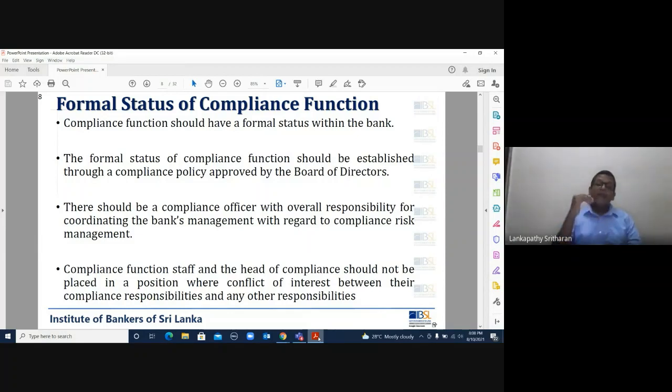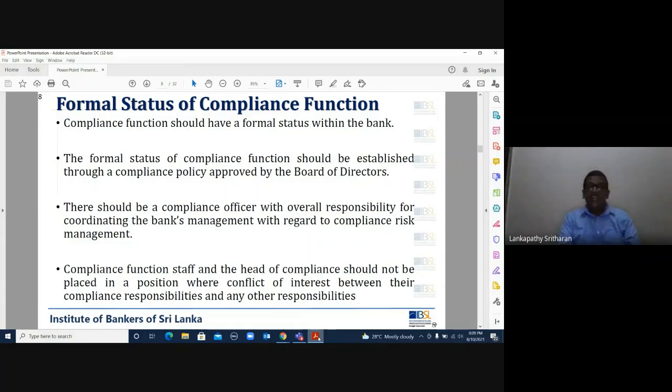So all the responsibilities have to be given to that particular compliance officer by the top management, to coordinate the management from the bottom level as well as the top management with regard to the compliance risk management of the banks and finance institutions. That is the second thing related to the formal status of the compliance function.